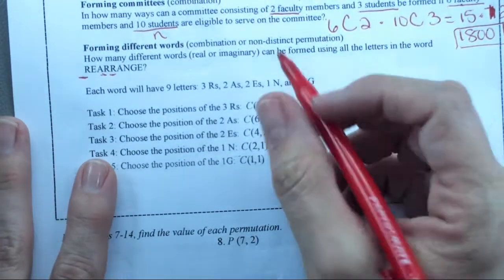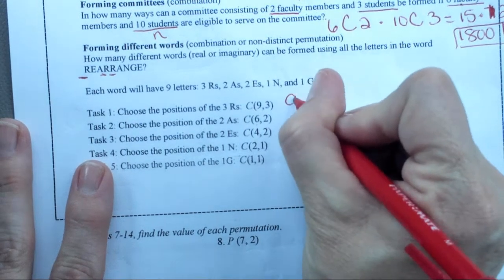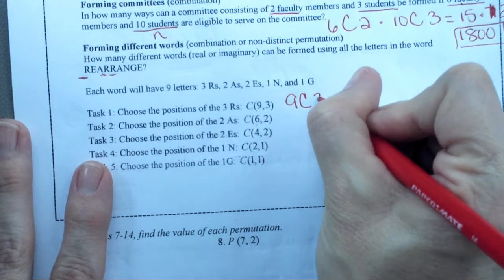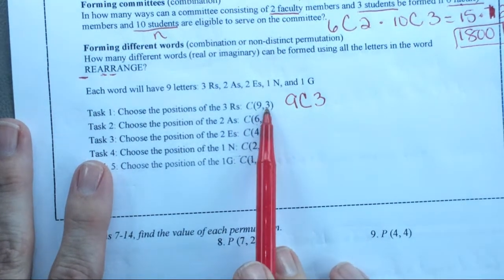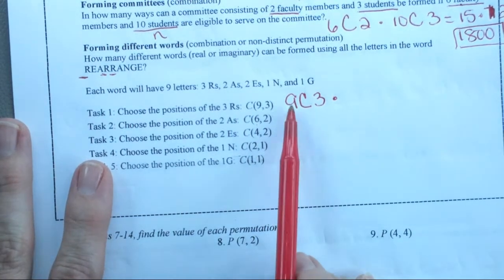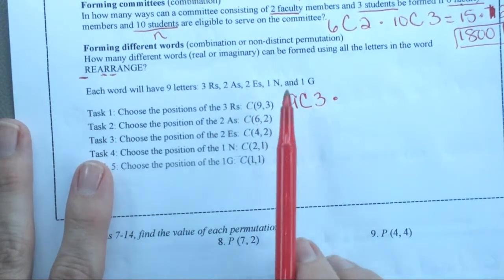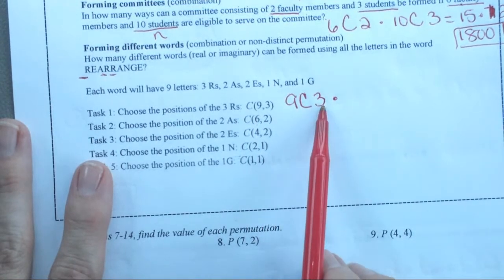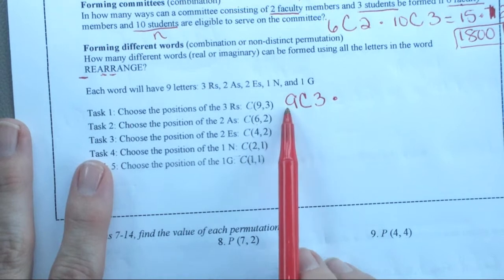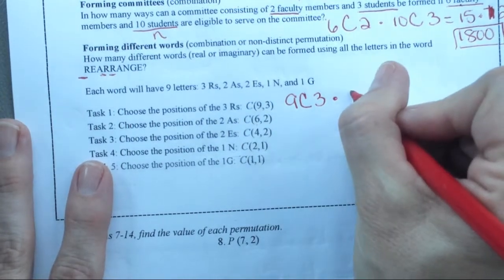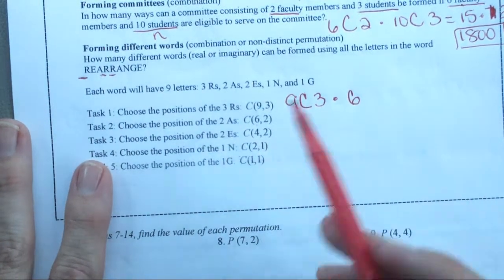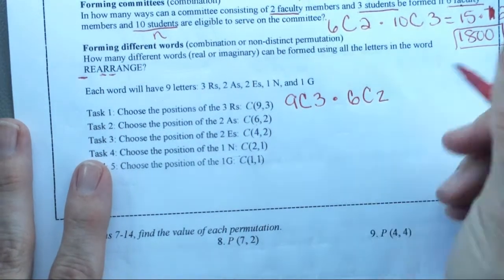So we're going to start off with, there are 9 total letters to choose from, and I'm going to choose 3 of those to be the R's, because that's how many R's there are. Times, now if I have 9 letters and I've already picked out 3 of them, that means I only have 6 left, because 9 take away 3 is 6. So now I'm going to have 6 letters total to choose from, and I know that 2 of them are A's.